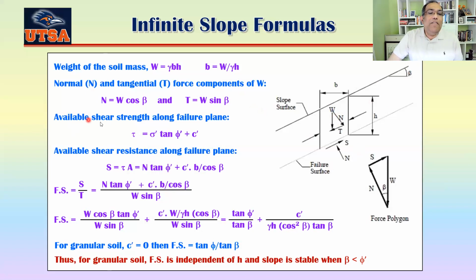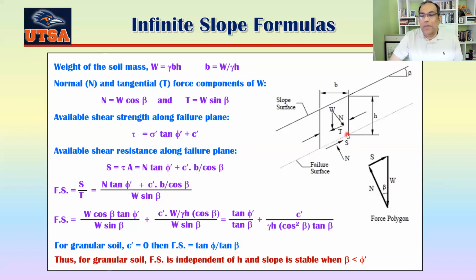Now, available shear strength along the failure plane, we know that tau equals sigma prime tan phi prime plus c prime. So available shear resistance, not the strength. We are talking about the total shear force working along the failure plane. That's basically tau multiplied by the area of this one, okay?